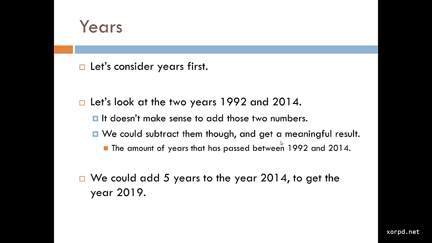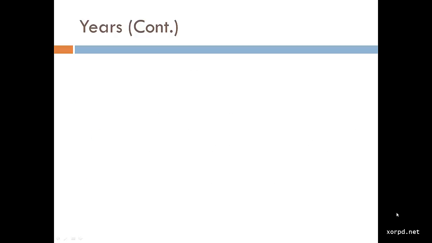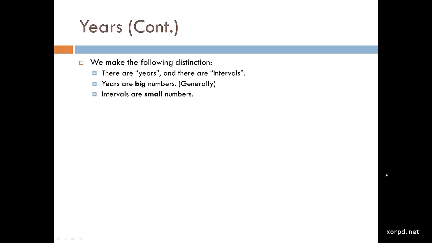Another example, we could add 5 years to the year 2014 to get the year 2019, which is a meaningful quantity. We make the following distinction. There are years and there are intervals. Years are, generally speaking, big numbers, and intervals are, generally speaking, small numbers.